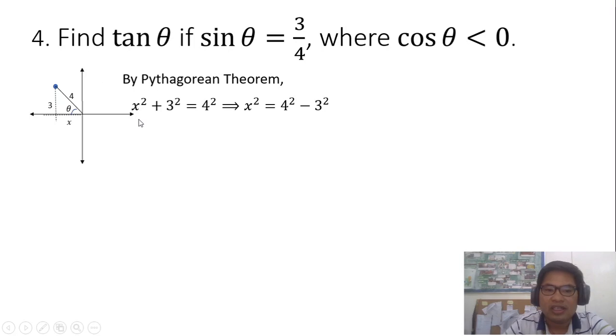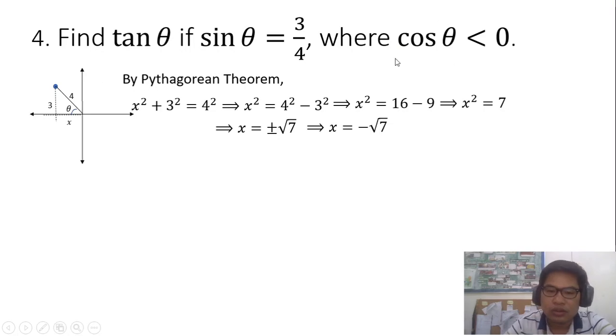Then simplify that. It implies that x squared is equal to 4 squared minus 3 squared. So, I just transpose the 3 squared. This means that x squared is equal to 16 minus 9, which is 7. So x squared is 7. We only need the x, so get the square root of both sides. So we have x is plus or minus square root of 7. But since there is a restriction, x is equal to negative square root of 7. It should be negative since we know that x is negative from this.